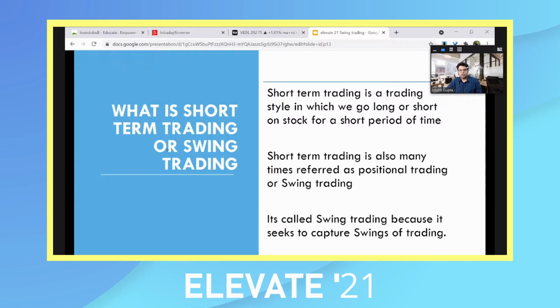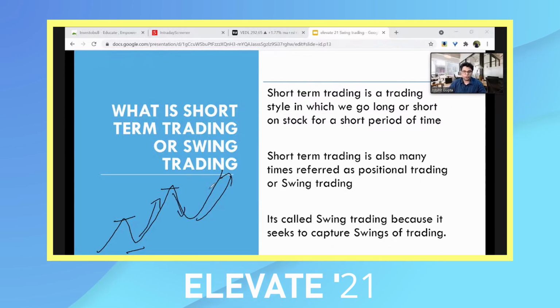Why? Because we tend to capture swing moves in this trading. So when we talk about trading, the market moves in swings, right? If you are aware of the movement of the market, you may see that the market moves in something called upswings and downswings, and it is called swing trading. We try to capture these swing movements. Whenever the market makes these movements, we try to capture them. That is the reason why this trading style is called swing trading.